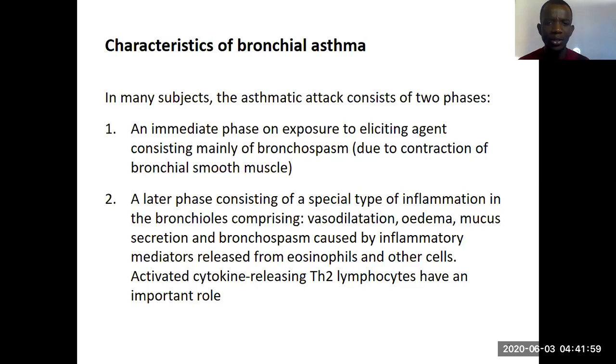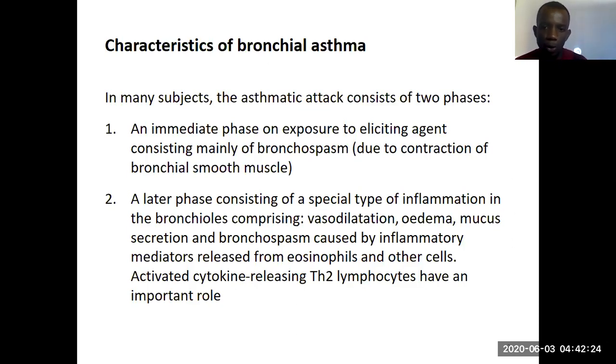The later phase consists of a special type of inflammation in the bronchioles comprising of vasodilation, edema, mucus secretions, bronchospasms caused by inflammatory mediators released from eosinophils and other cells. Activated cytokine-releasing Th2 lymphocytes have an important role as well. So the later phase now is where the inflammation starts taking place.